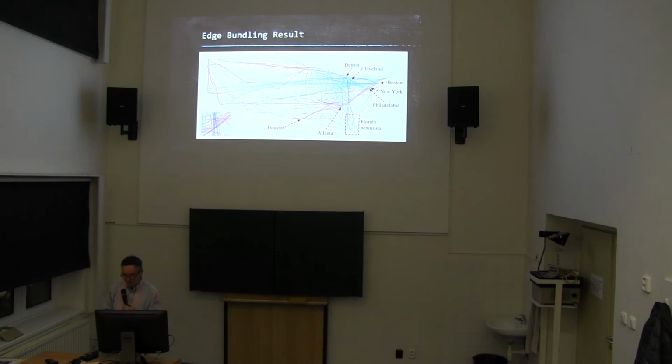If we bundle the closely related edges together and give them different colors, it shows the patterns, basically four major routes between east and west. So this is so-called edge bundling. We bundle the edges together. This is one technique we do.